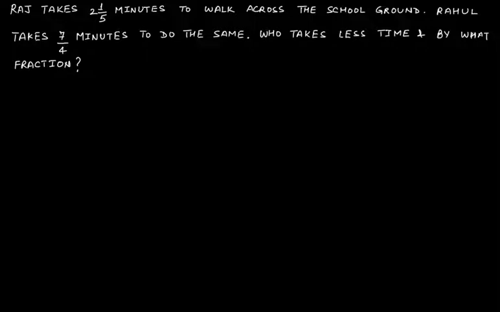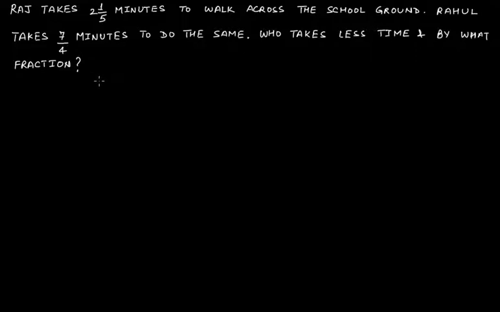In this word problem, we have Raj takes 2, this is the whole number 2, and 1/5, that is a mixed fraction, minutes to walk across the school ground, and Rahul takes 7/4 minutes to do the same. Who takes less time and by what fraction?